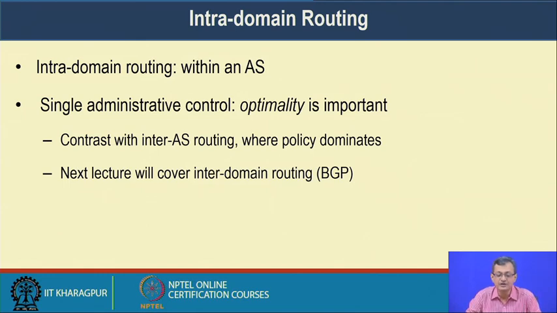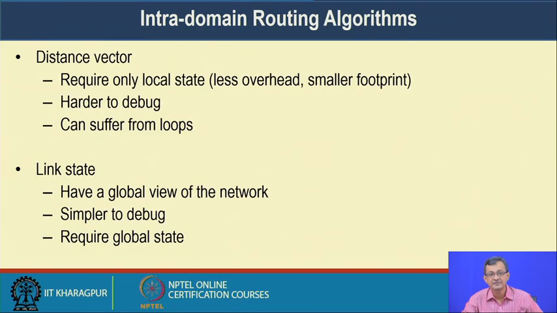So, finally, we come to intra-domain routing, within an AS. There is single administrative control, and optimality is an important factor within that, in contrast with inter-AS routing, where policy dominates. We will see that in a subsequent lecture, not the next lecture, on the inter-domain routing protocol BGP, where we will look at policy based routing, or inter-AS.